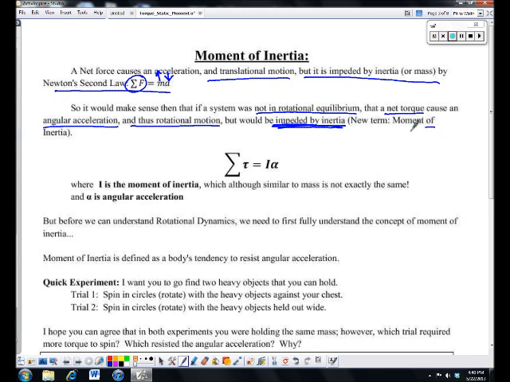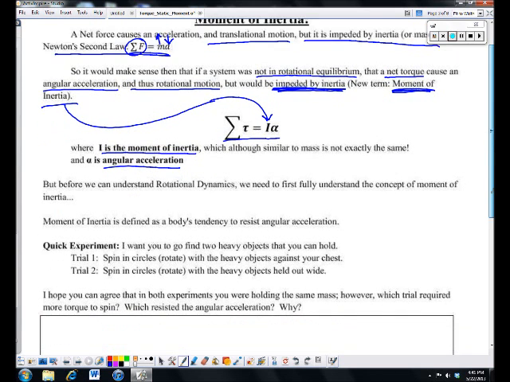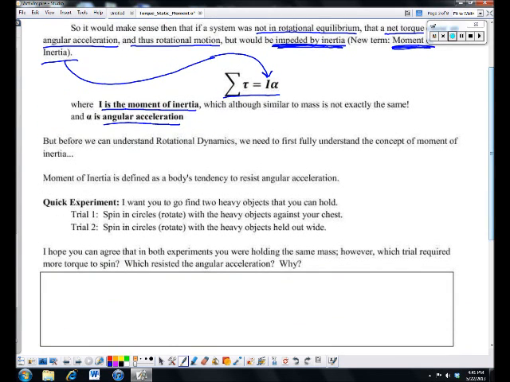Now, that inertia is going to have a new term. That term is called moment of inertia. That term is an I. And so notice the similarities between net torque and net force. Net force equals mass times acceleration; net torque equals not mass, but moment of inertia, and not acceleration, but angular acceleration. Moment of inertia and angular acceleration. Now, before we can fully understand this concept, we need to better understand moment of inertia.